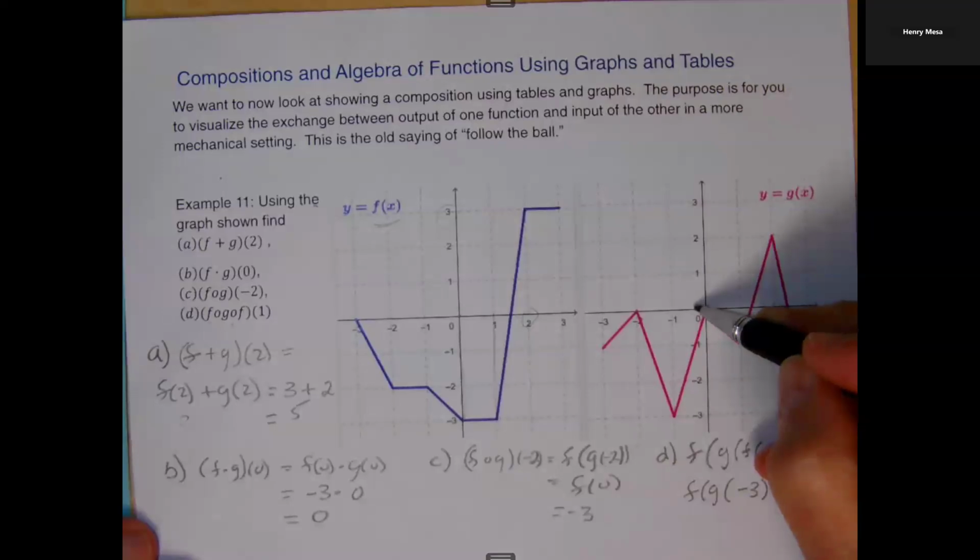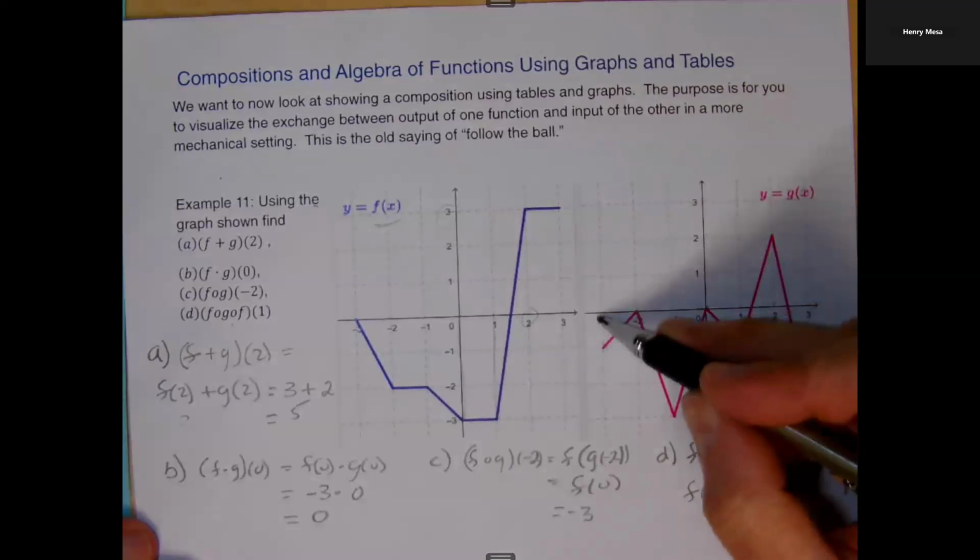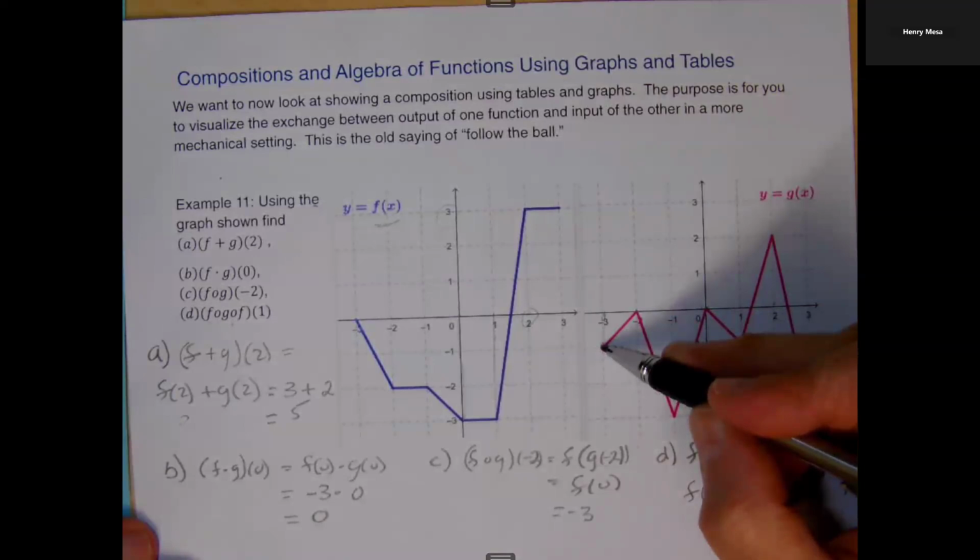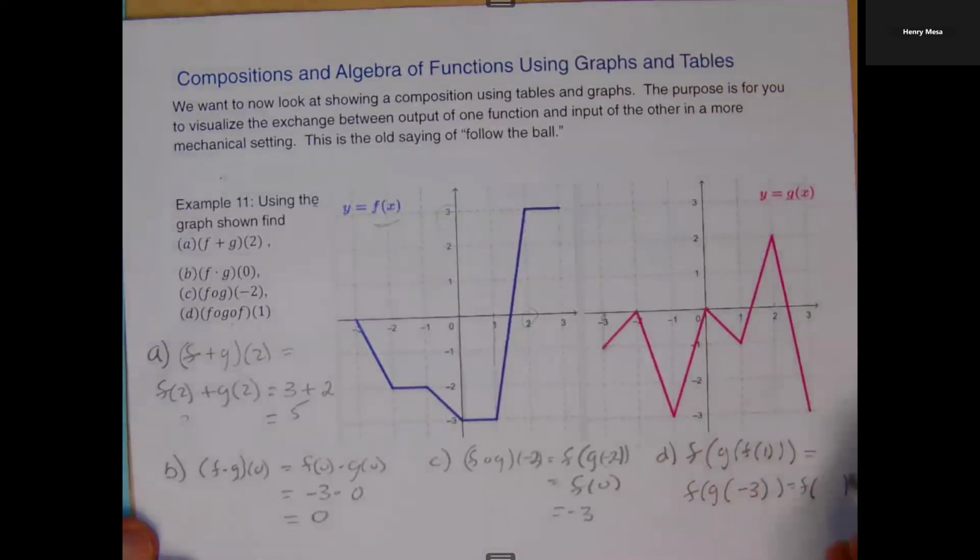All right, here's my g function, -3. Right down, hit the graph, and move across, and then get -1. And now I'm ready to do my last one. F of -1.